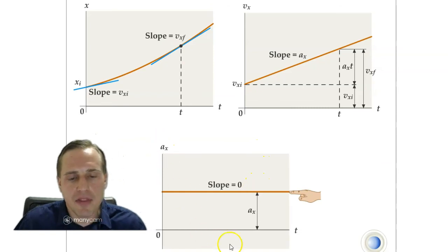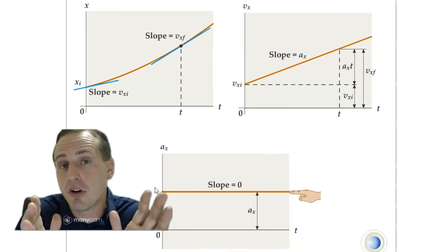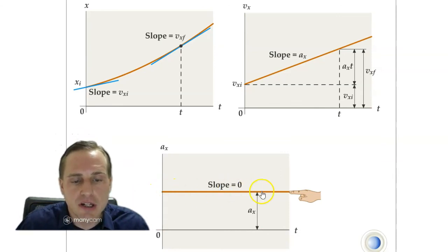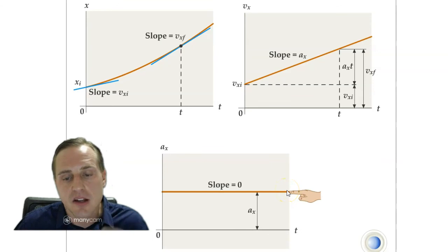Lastly, what about the acceleration versus time graph? Remember, the acceleration versus time graphs are either 0 or they're just constant functions. So the slope is 0 and the acceleration is a nice constant function. And remember, the derivative of the velocity versus time graph is the vertical axis value of the acceleration versus time that it stays constant at.